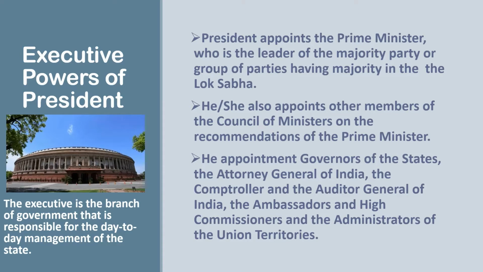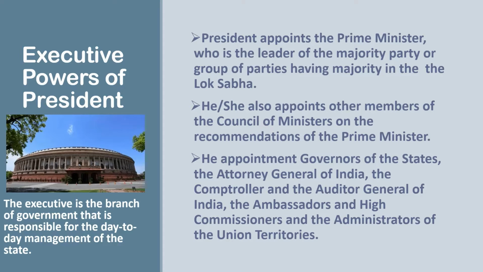He appoints the Prime Minister, who is the leader of the majority party, or a group of parties having a majority in the Lok Sabha. It happens when a coalition government is formed. He or she appoints other members of the Council of Ministers on the recommendation of the Prime Minister.